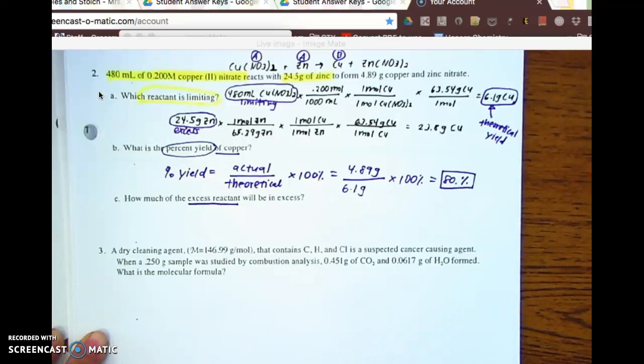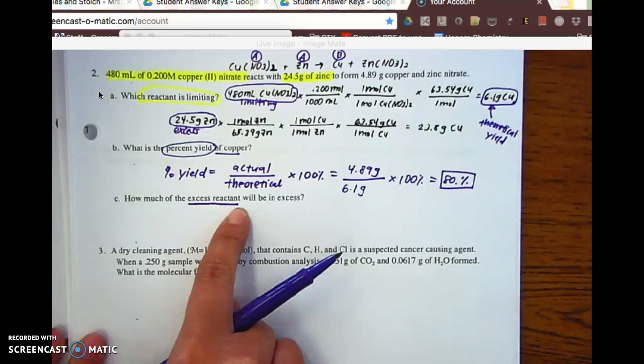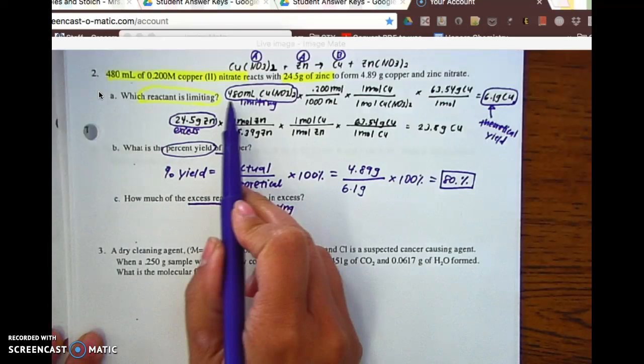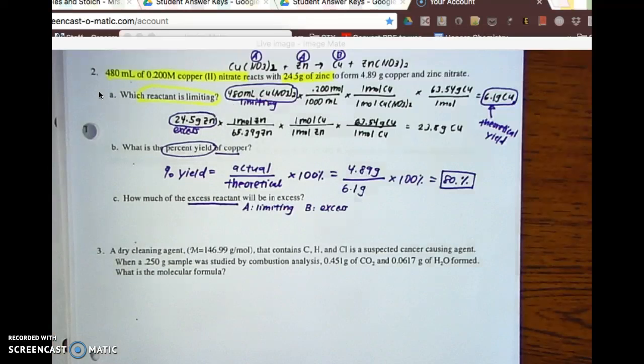And from here, the problem is how much excess do we actually have, right? You know that the copper nitrate is limiting, and that your zinc is what you have too much of. So my question is, how much is going to be left over at the end of this reaction? It's pretty simple in format. Whenever you have a problem like this, your A is going to become your limiting reactant, which was my 480 mL of copper nitrate, and your B is going to become whatever your excess was. We're going to solve by doing stoichiometry from A to B, just like what we've done before.